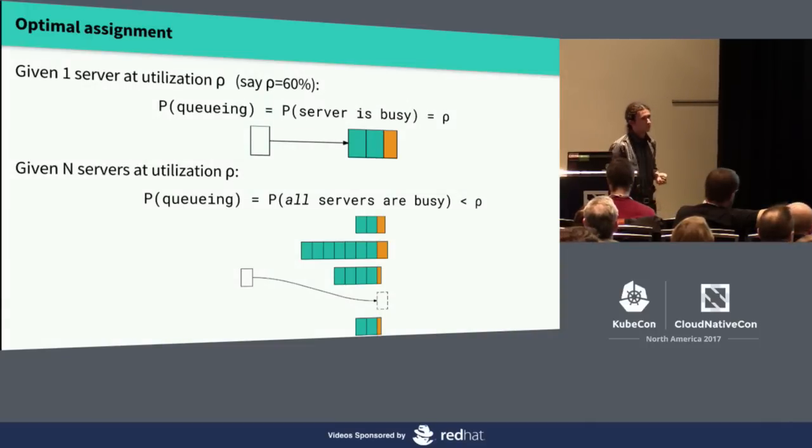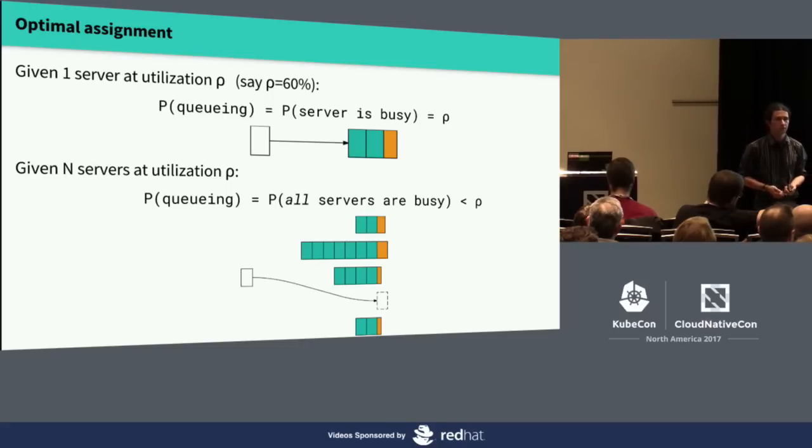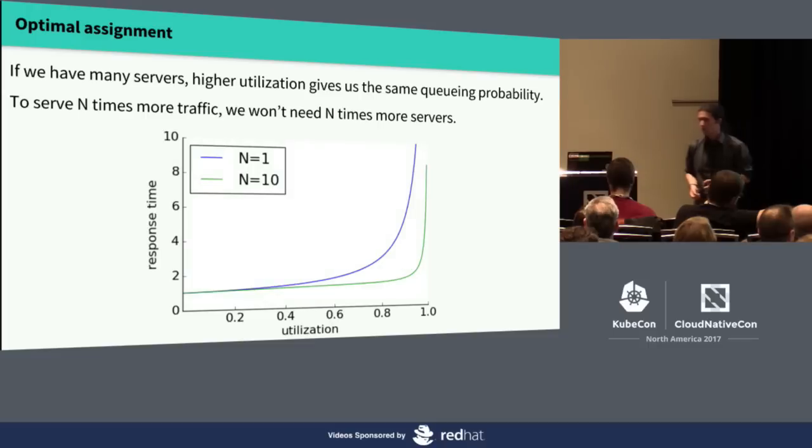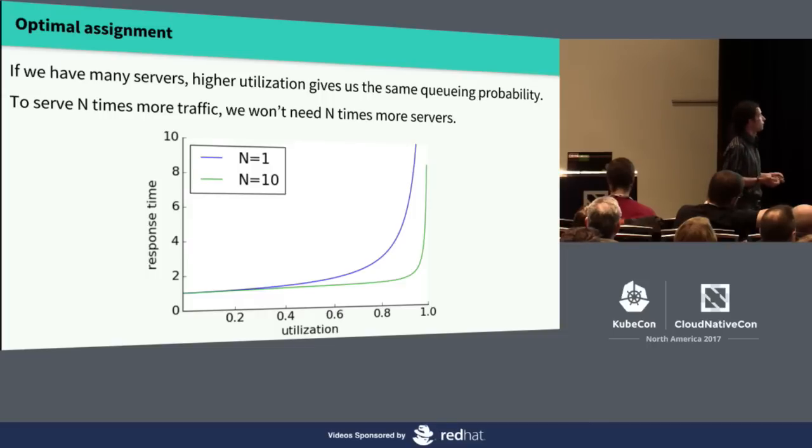We can reinforce this with a bit of a probabilistic argument. If we have one server at some utilization rho, say it's busy 60% of the time, and a new task shows up, then the probability that the new task will have to wait is the utilization rho, 60%. But if we have N servers at the same utilization rho and a new task shows up, the probability that the new task will have to wait is the probability that all servers are busy simultaneously, which is much less than rho. What this means is that in theory, if we have many servers, higher utilization gives us the same queuing probability. If we have N times more traffic, we'll need fewer than N times more servers.